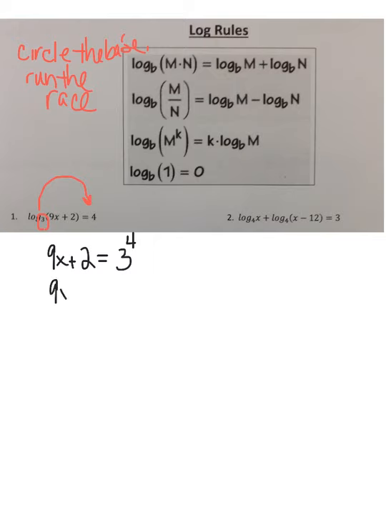Then all we have to do now is work it out. So we've got 9x plus 2. 3 to the 4th is 81. Let's subtract that 2 over. And we have 9x equals, what, 79?